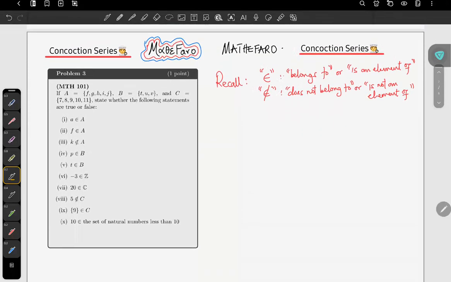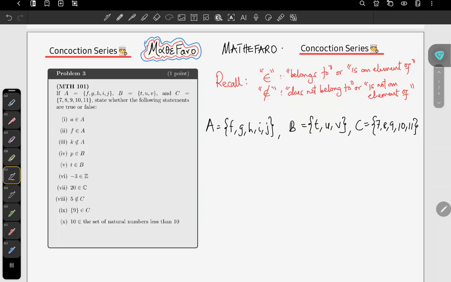Problem 3 here is asking us to determine whether these statements are true or false. So we're given two sets, A and B, where A is the set of the letters F, G, H, I, and G. B is the set of the letters T, U, and V. And C is the set of the letters 7 to 11: 7, 8, 9, 10, and 11.